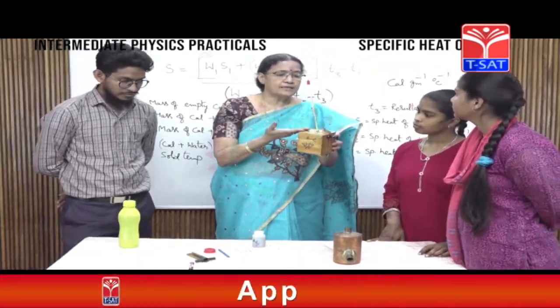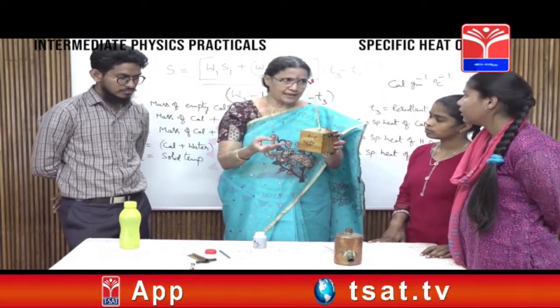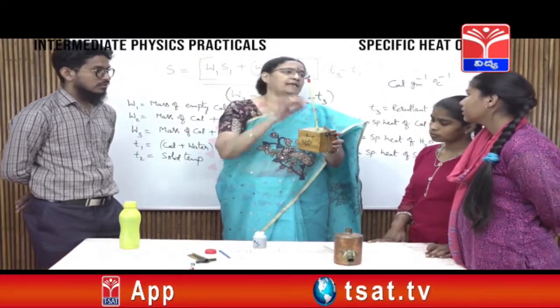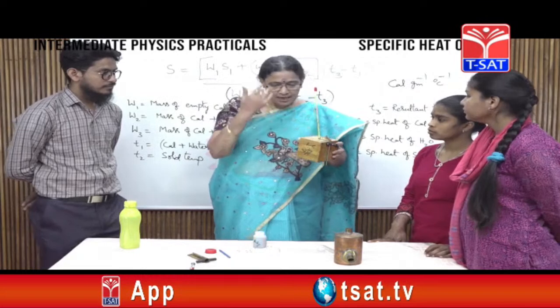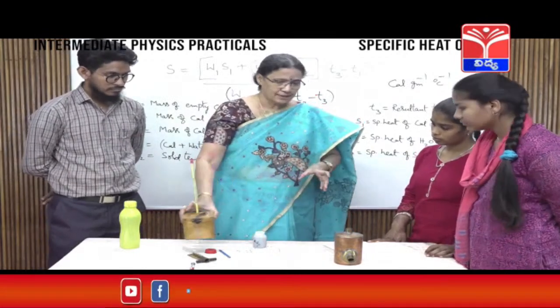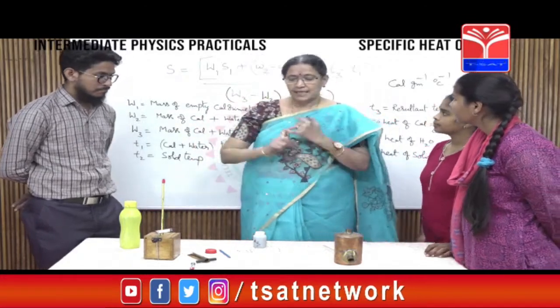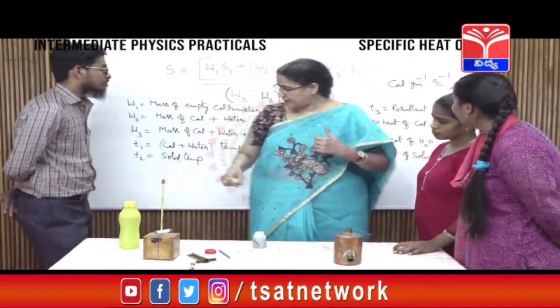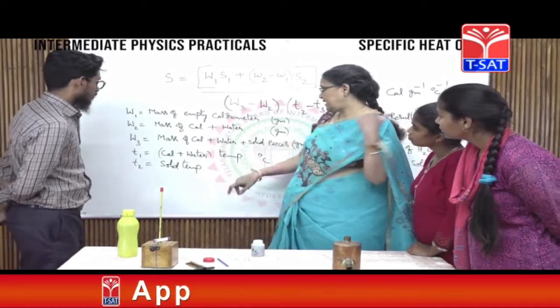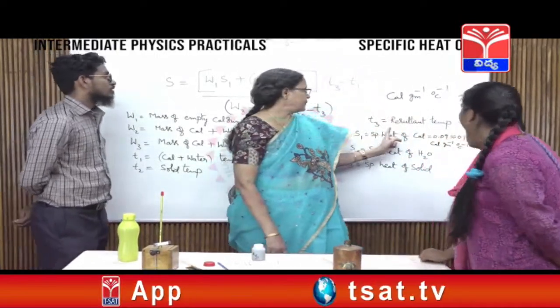Now what are there in this? Lead shots are there. Water is there. Calorimeter is there. Now again with the help of a rough balance, you note down the resultant temperature, which we have written here. This side I have written the resultant temperature T3.